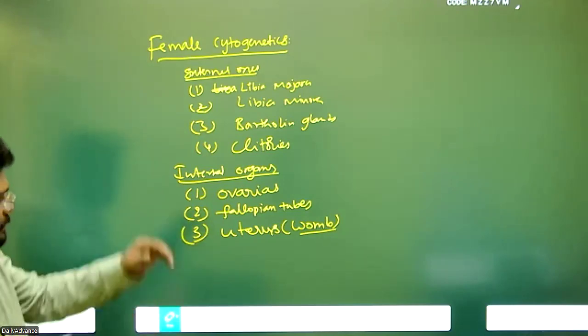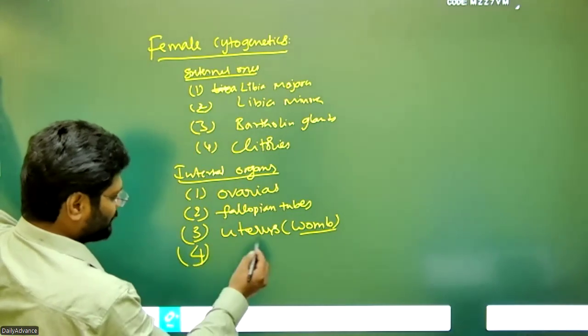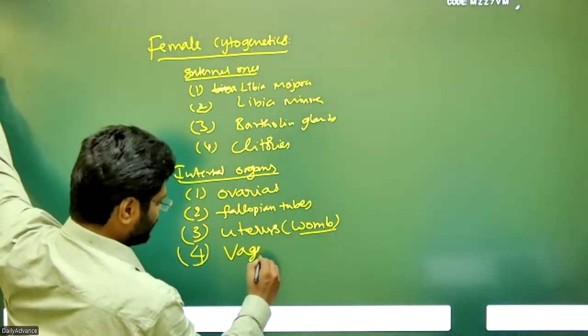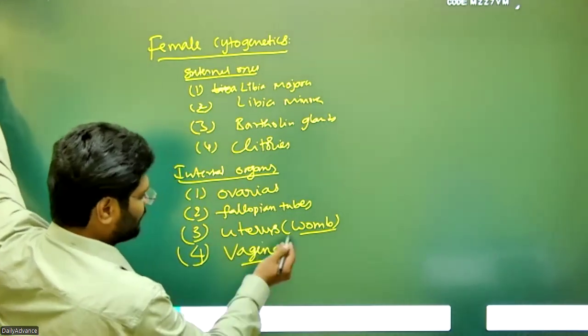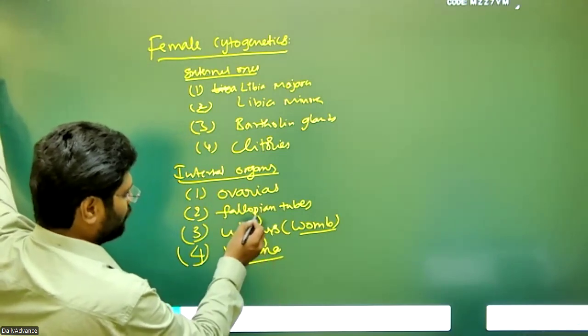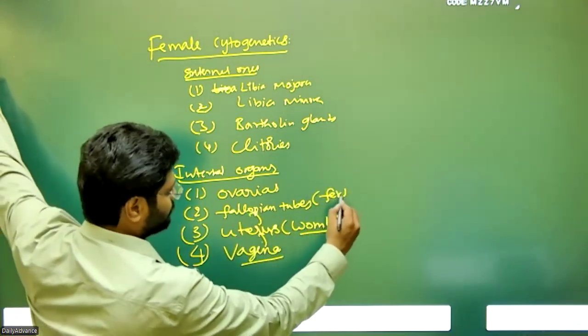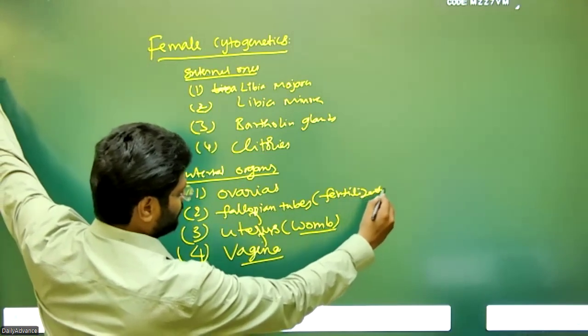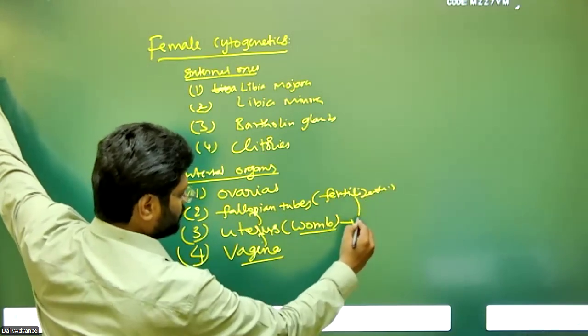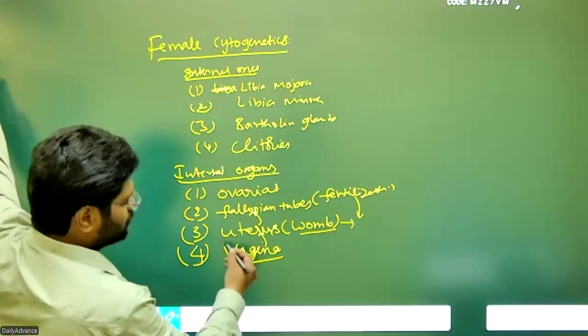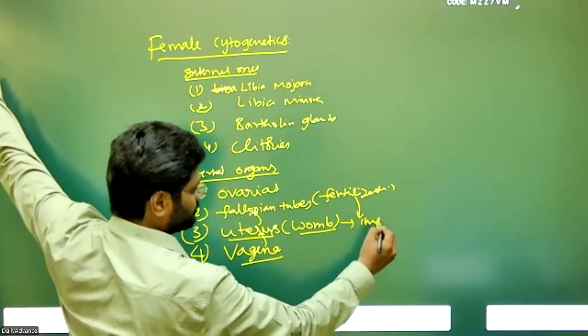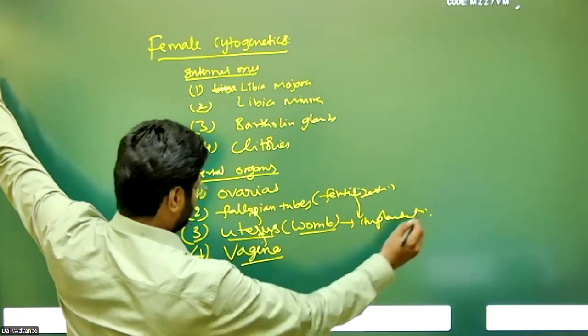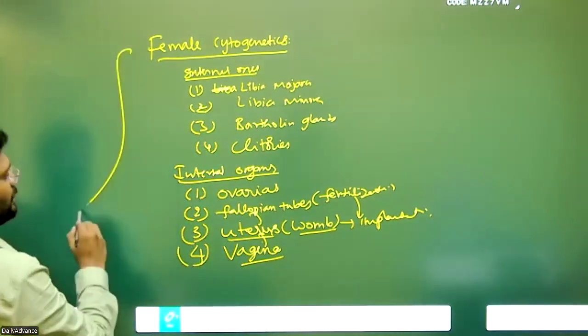And the fourth one is the vagina, connected to the uterus, where the sperms are first released and transferred into the uterus. Uterus to fallopian tube. Here fertilization happens. Here the fertilized egg is drawn into the uterus, where implantation happens. So this is the female cytogenetics.